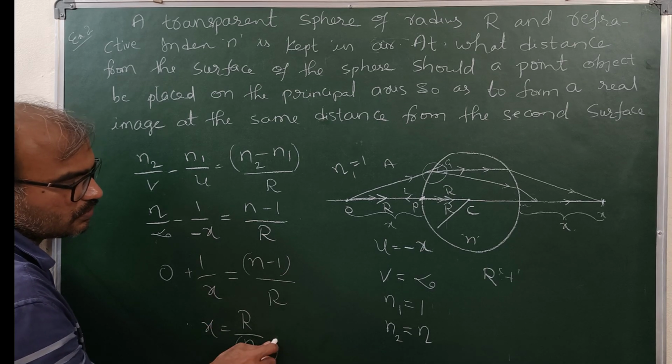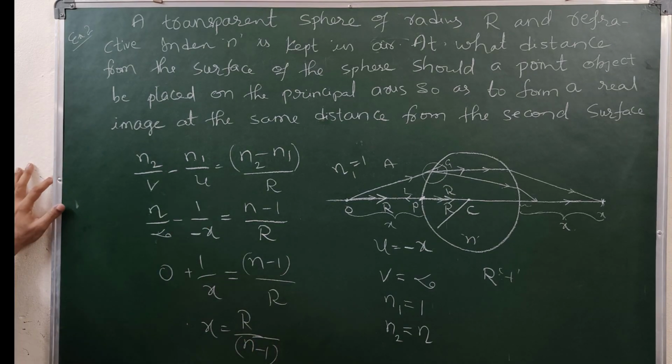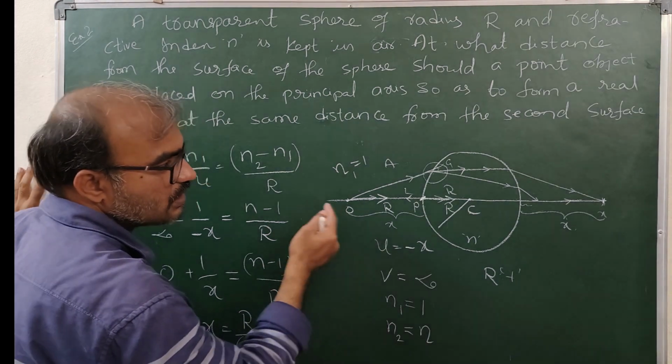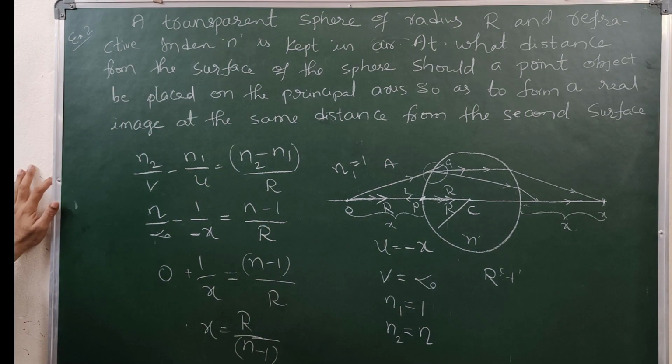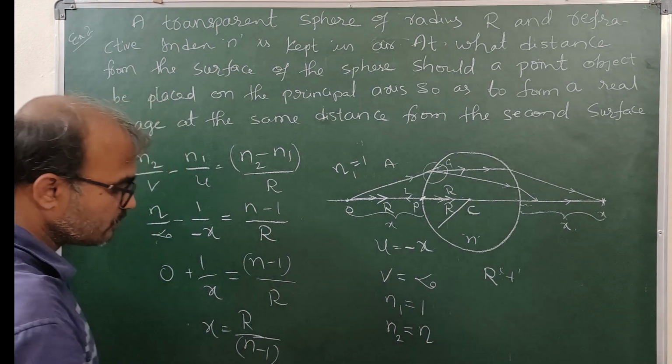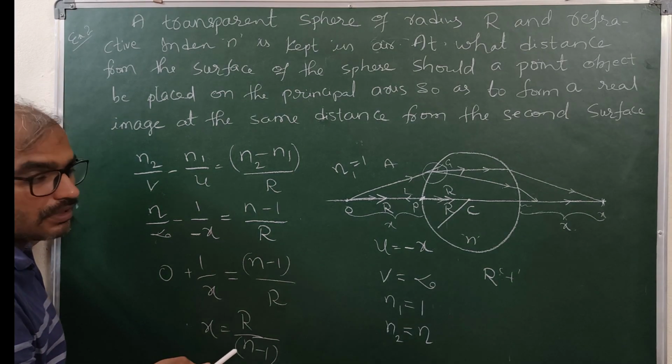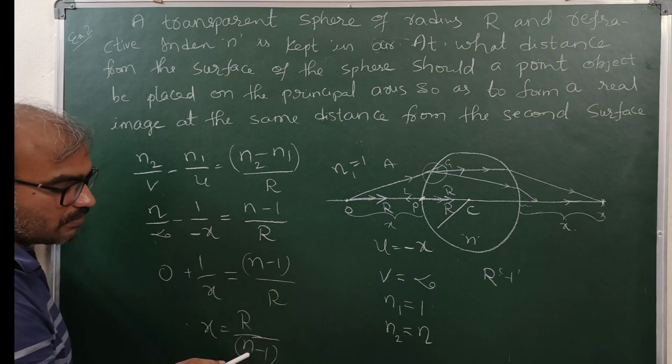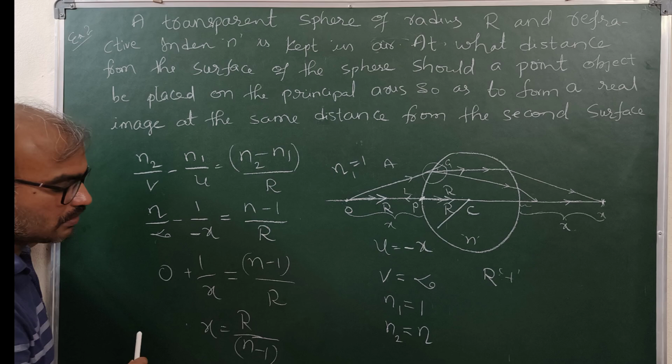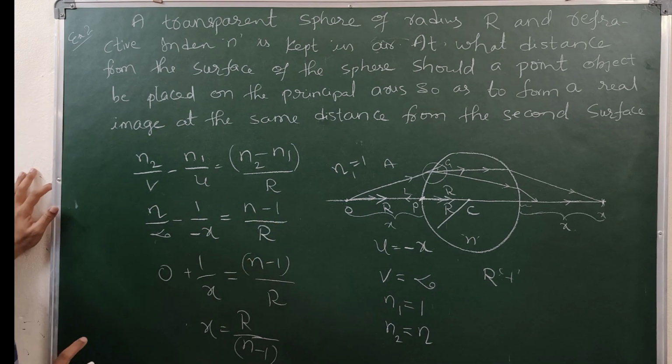So the question is very lengthy, but the solution will be very small when you understand it, right? So that is what we have to do: keep the object at a distance of R by N minus 1 to satisfy that condition.